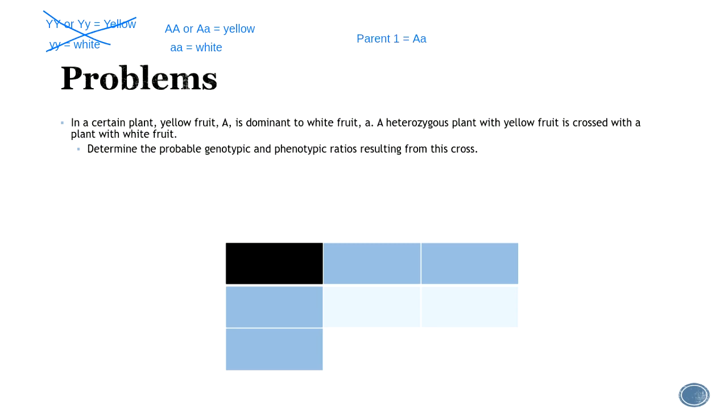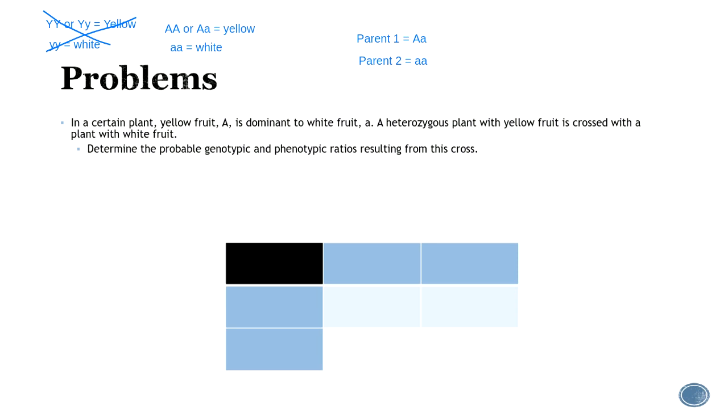And there's parent 1. It's crossed with a plant with white fruit. So using the phenotype right here, you know the only way that it could be white is if it has this genotype. So then we're going to put parent 2 equals aa.